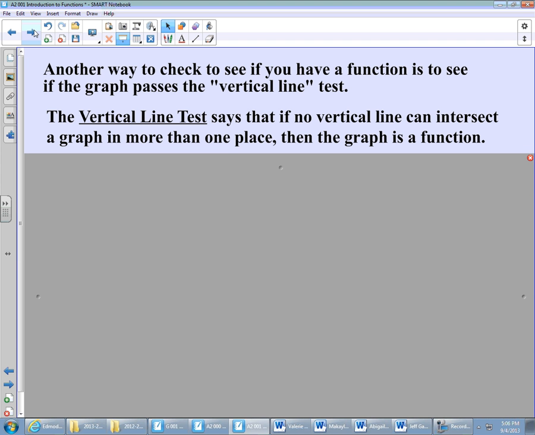Okay, last thing for us to talk about before we call it a day. Another way to check to see if you have a function is to see if the graph passes the vertical line test. I mentioned this the other day while we were going over our review stuff. So if you don't have it, here it is. New term, vertical line test. The vertical line test says that if no vertical line can intersect the graph in more than one place, then the graph is a function.